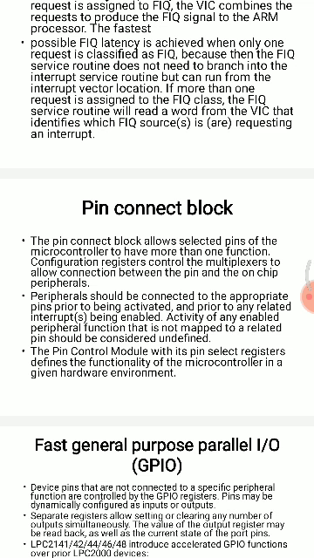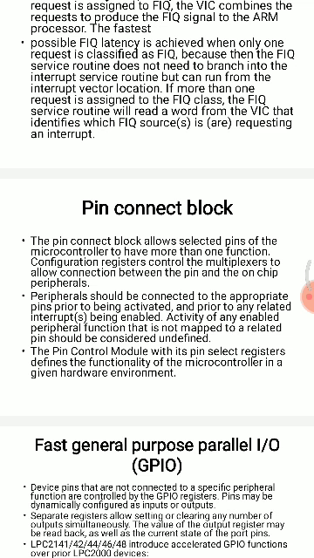Last class we saw the LPC2148 features, pin diagrams, vector control, USB features, and interrupt control logic. In this class we are going to see the pin connection block. The pin connection block allows the selected pins of the microcontroller to have more than one function. The configuration registers control the multiplexers to allow connections between the pin and the on-chip peripherals. The peripherals should be connected to the appropriate pins prior to being activated and prior to any related interrupts being enabled. Activity of any enabled peripheral function that is not mapped to a related pin should be considered undefined.